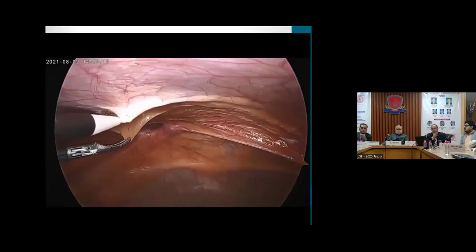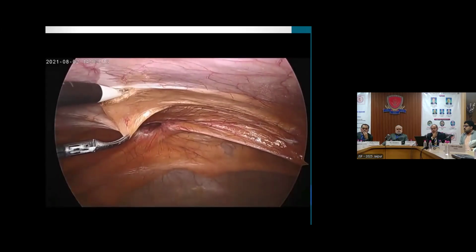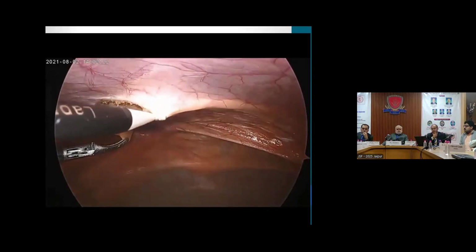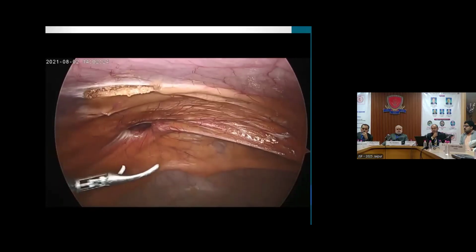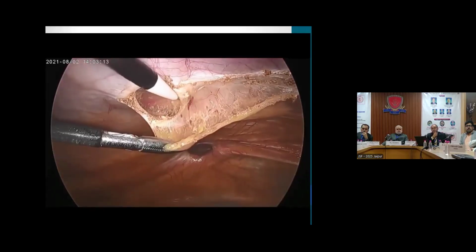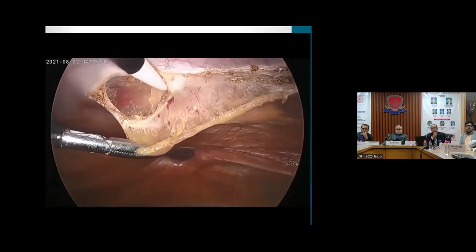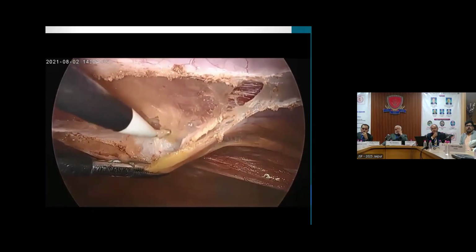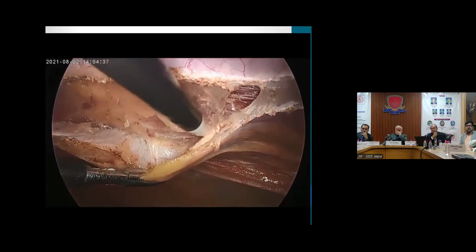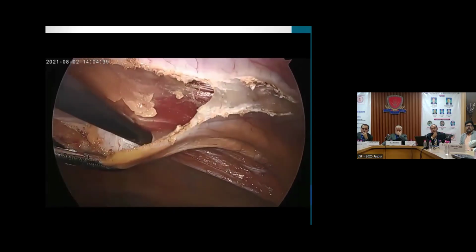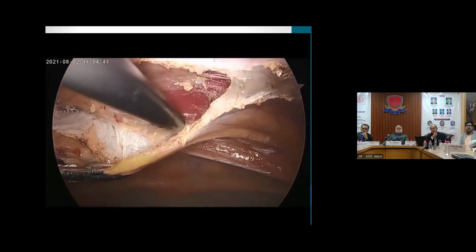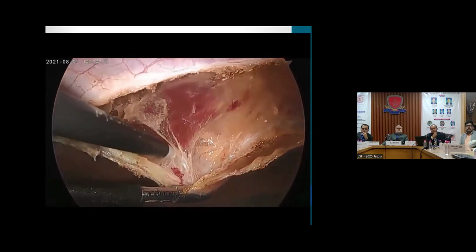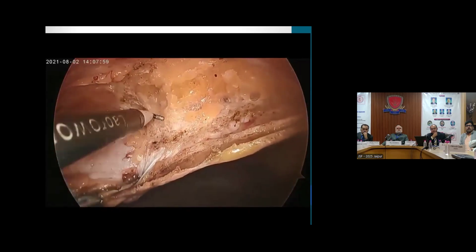I would like to show you a video which will show how to open these planes and how we place a mesh in the retrorectus space. The procedure being shown here is a TARUP procedure, where there is a small umbilical defect and the planes are being opened. Here we can see the PSR complex, that is the posterior sheath and peritoneum complex, being reflected down, and a space is being created between the rectus muscle and the posterior rectus sheath.